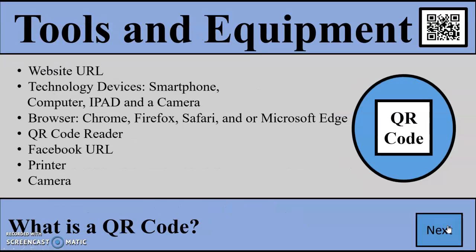The tools and equipment that you will need to create the QR code would be a website that you want to link it to, your technology devices such as your smartphone, computer, iPad, and or a camera, a browser such as Chrome, Firefox, Safari, and or Microsoft Edge, a QR code reader. In this example, we're going to use my Facebook URL, a printer, and a camera.